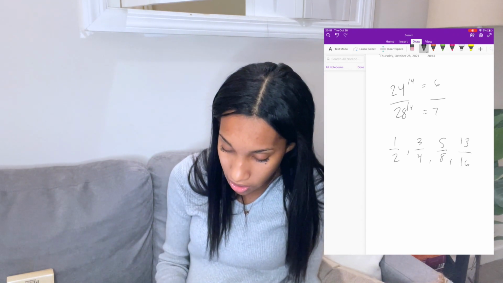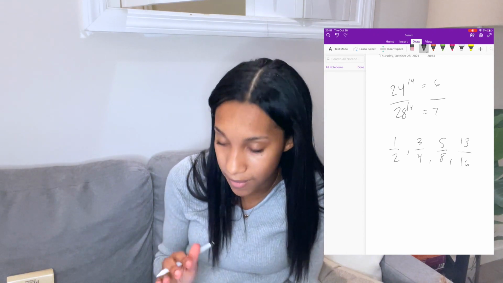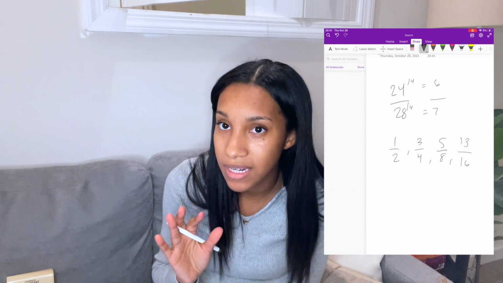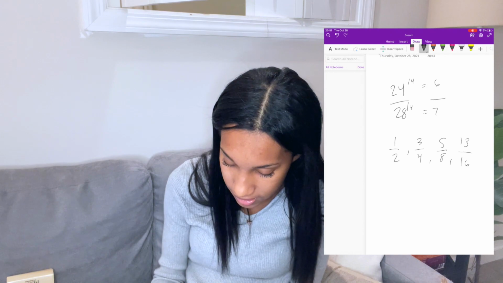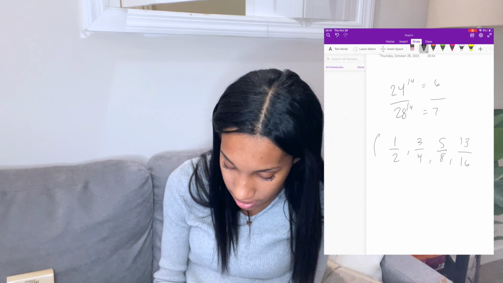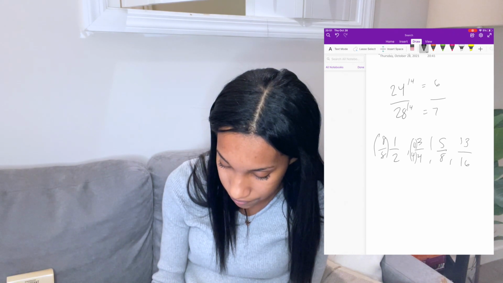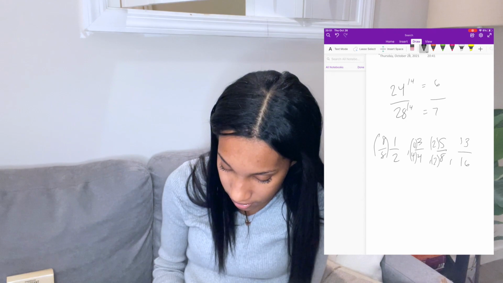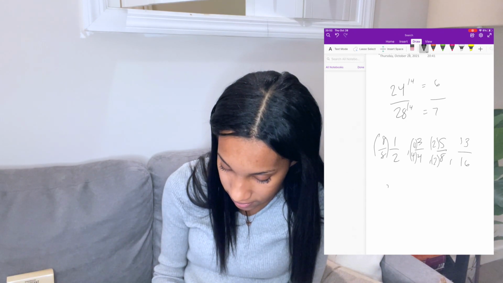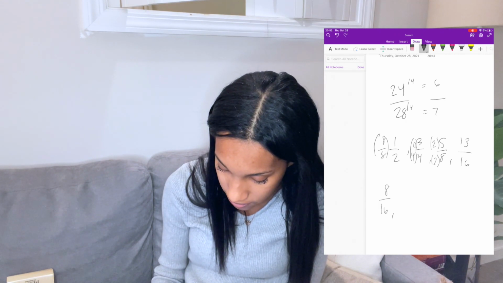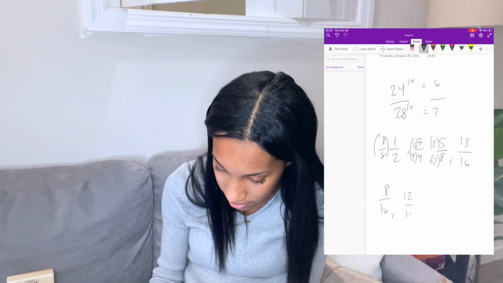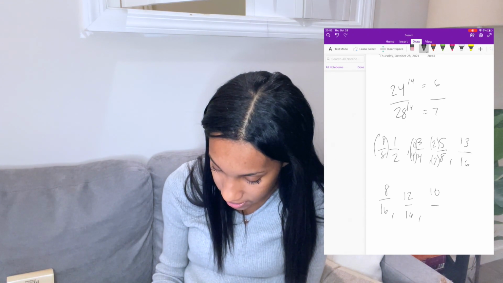So we're going to make all these have the same denominator. In this case, I made it simple. It's going to be 16. So this one is going to multiply by 8. This one's going to multiply by 4. This one's going to be 2. And then this one's going to stay the same. So I have 8 over 16, I have 12 over 16, 10 over 16, and then I have 13 over 16.